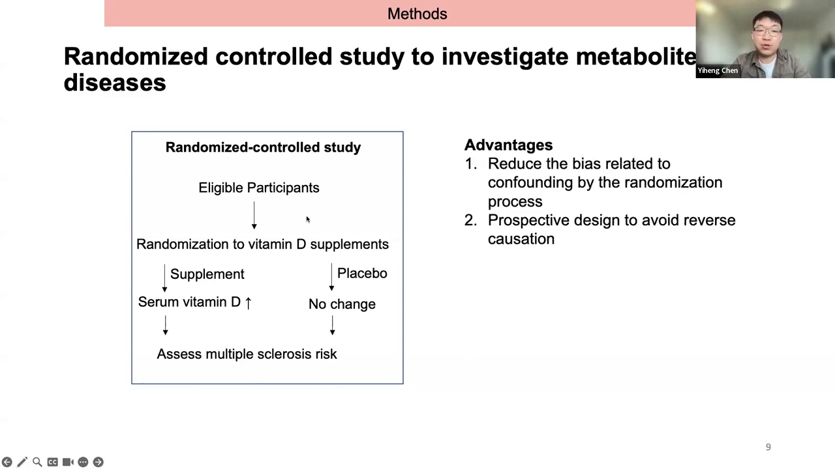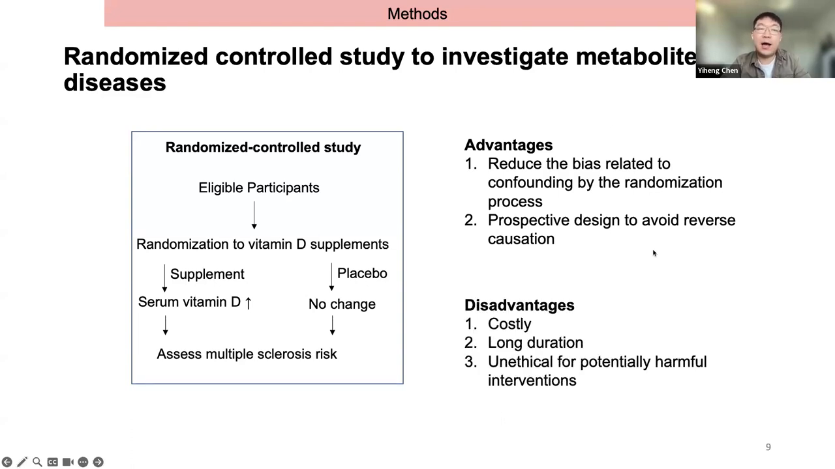The advantage of the randomized controlled trial, in brief, of course, a lot more advantages, but specifically for the two challenges I brought up, is that it can reduce the bias related to confounding by the randomization step. If we think obesity could be the confounder, by randomization, the intervention group and the control group will have highly similar numbers of obese individuals, making obesity unlikely to influence the different incidence we may observe for multiple sclerosis. Another advantage is that we are sure the intervention, like the supplementation of vitamin D, happens before the incidence of multiple sclerosis. So the timeline is very clear, which avoids the reverse causation issue.